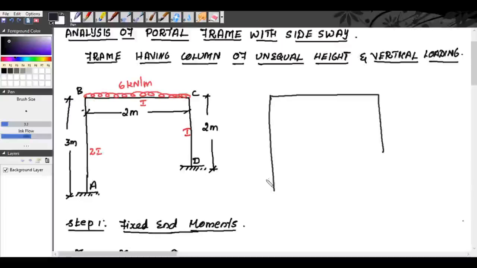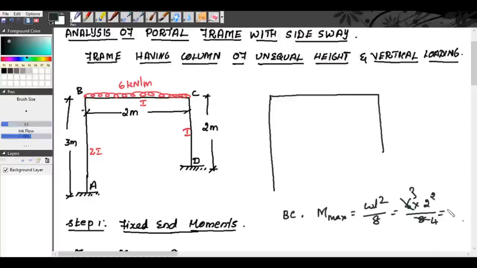So for AB, first of all we will draw the simple beam moment diagram. For the simple beam moment diagram, for the span BC, M max is equal to WL square by 8. So we get 6 into 2 square divided by 8. We get 3 kilonewton meter. So this is 3 kilonewton meter.